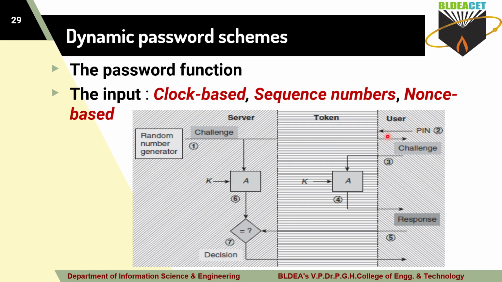So here that pin, first you will send to the token, and the token will be activated. How does it make the activation? First it checks whether that pin is correct or not. So after entering the user pin, the token will verify if that pin is correct, then the token is activated.